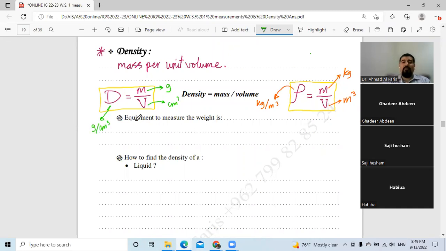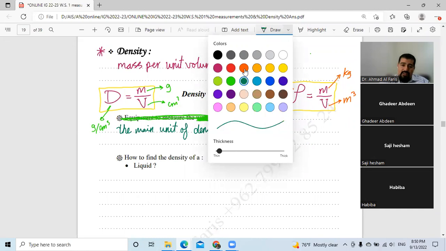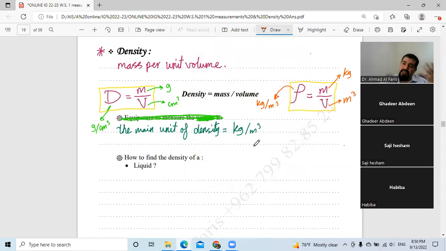I'm sorry, I need to fix something I wrote by mistake. There's no equipment to measure the weight here. The main unit of density is what? Exactly, kilogram per cubic meter. What about the other units? Gram per centimeter cube.